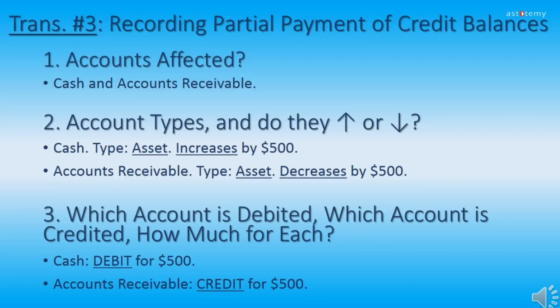And now we discuss the first three steps in journalizing Transaction 3, recording partial payment of credit balances. First step, which accounts are affected? Cash and accounts receivable are the accounts affected. Step 2, what are the account types and do they increase or decrease? Cash is an asset type and it increases by $500. Accounts receivable is also an asset type. It decreases by $500. Step 3, which account is debited, which account is credited, and how much for each? Cash is debited for $500 and accounts receivable is credited for $500. On the next slide, we actually go through all the steps in journalizing this transaction.